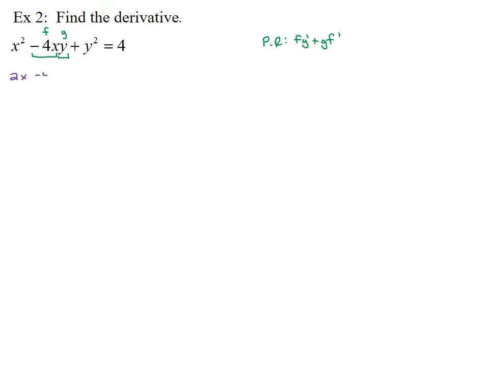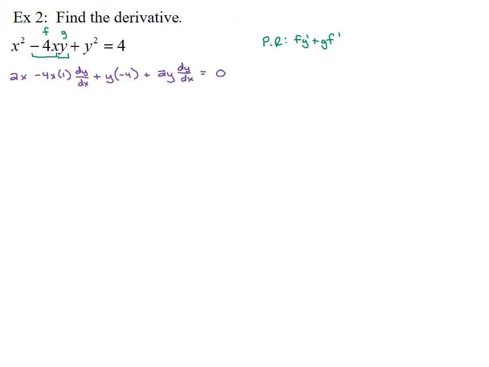Your f is negative 4x times the derivative of y, which is 1, but since you took the derivative of a y term, it's dy/dx as well. All right, plus your g, which is y, times the derivative of f, which is negative 4. No extra term. The derivative of an x term is normal. Then you're going to add to this the derivative of y squared, which is 2y, times another dy/dx, because you did a y derivative, equals the derivative of 4, which is 0.